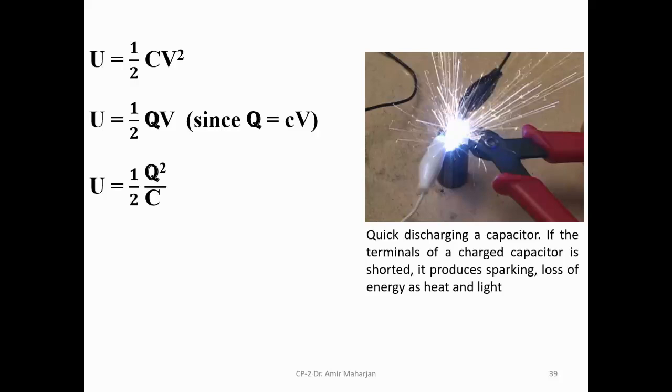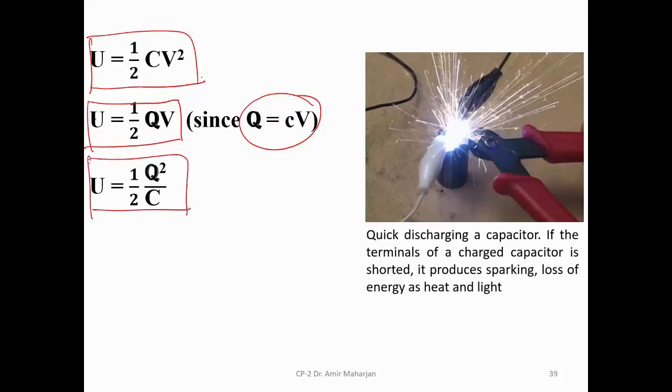And one more thing: since Q is CV, you can write the energy stored in a capacitor in many different forms. 1/2 CV square, that's the first formula. Or you can also write U as half Q times V. Or U is also 1/2 Q square over C. So these three formulas, depending on the type of the problem, you can use one of them in numerical calculation.